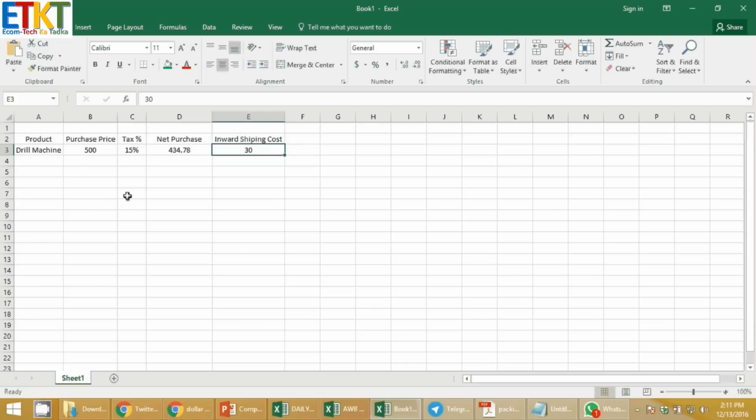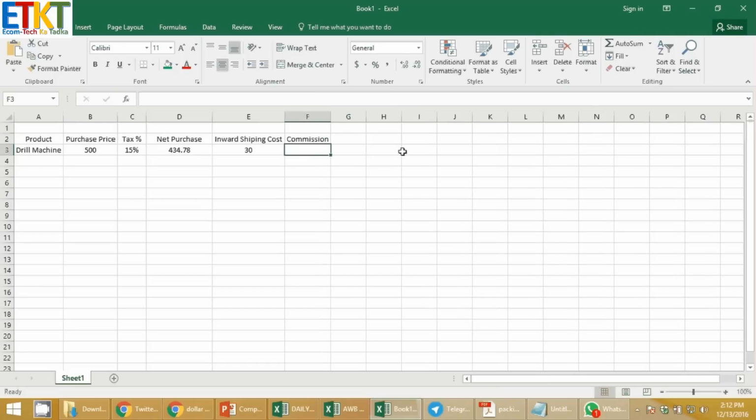Now comes the commission. Commission for the marketplace that you're actually selling your products on. If I'm selling the product on Amazon, for example, the commission is, let's say, 8%. Now what will the commission be charged on? The commission will be charged on the total selling price, which will include your selling price plus the shipping charge.